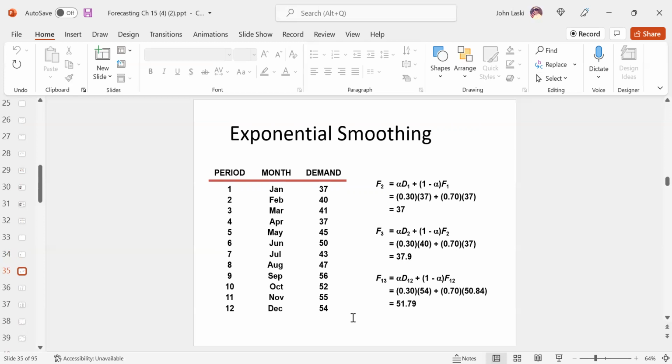Now here's where it gets a little tedious. And I don't give homework per se, so this is not, in quotes, homework.